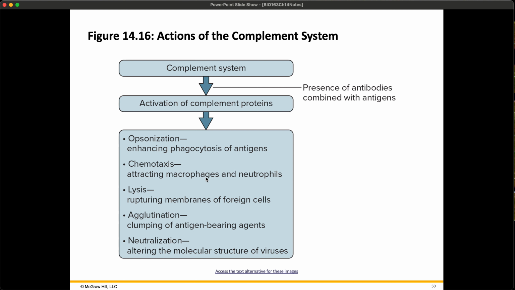Chemotaxis, attracting lymphocytes or leukocytes rather. Lysis, rupturing cell membranes, so complement can lyse cell membranes. Agglutination, you remember that, it's clumping of antigens, so the complement proteins will bind to the antigens to make them precipitate out and be more, again, noticeable. And neutralization. It can alter somehow the structure of the virus. It can change actions on its cell membrane or receptors on its cell membrane so that the virus can't bind with other cells.